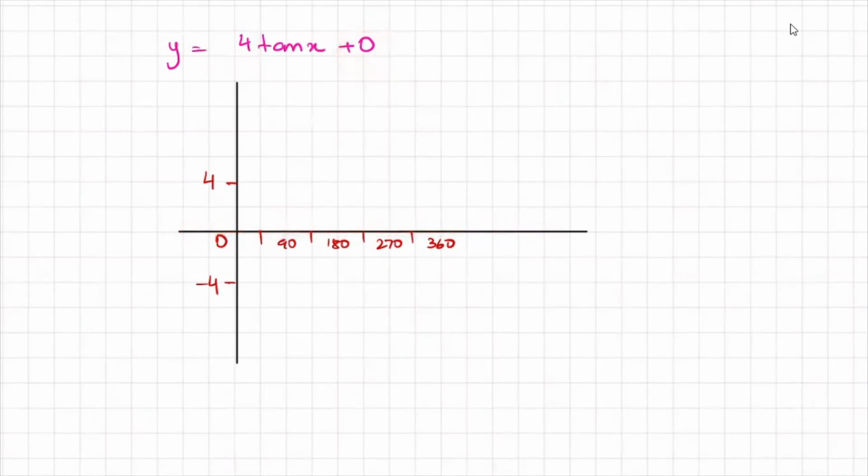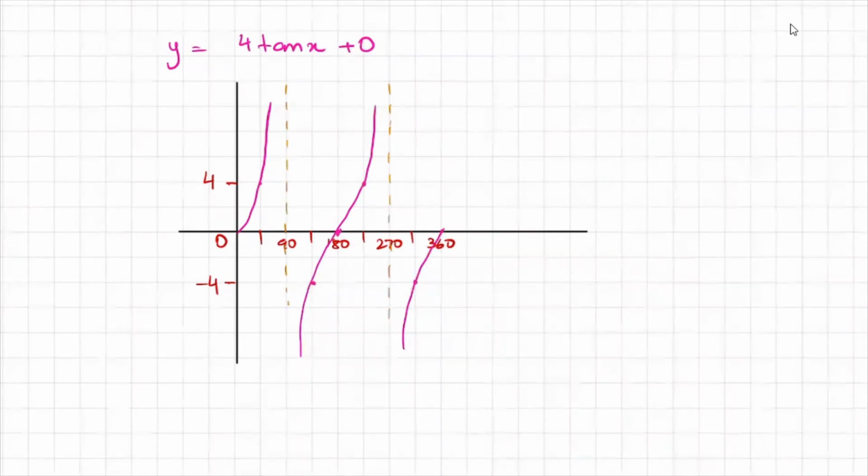Now let's start plotting it. First things first, we have to make the asymptotes. The asymptotes are at 90 and 270. So 270 is over here. These are my asymptotes. Okay, let's plot it. This is going to go like this. Here, here, here, here, and here. So like this and like this. This is the graph of y equals 4 tan x. I hope it's clear to you till now.